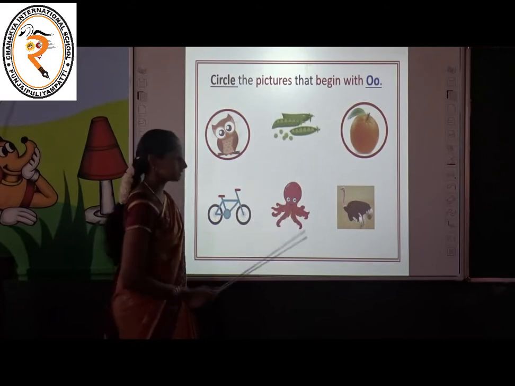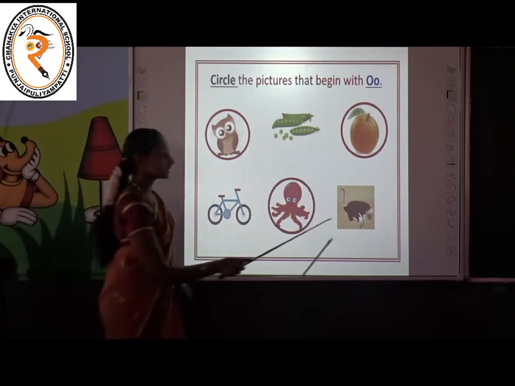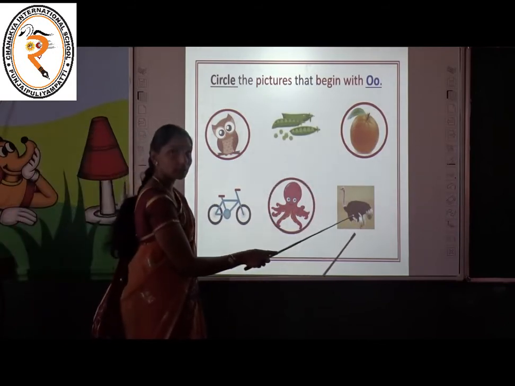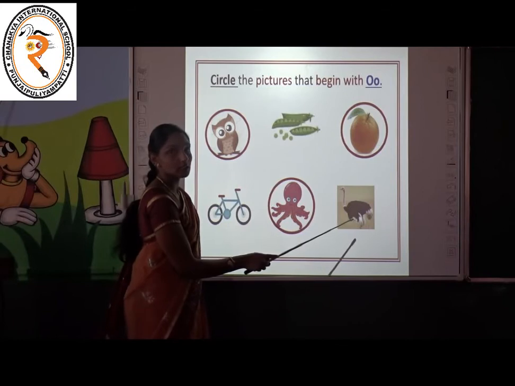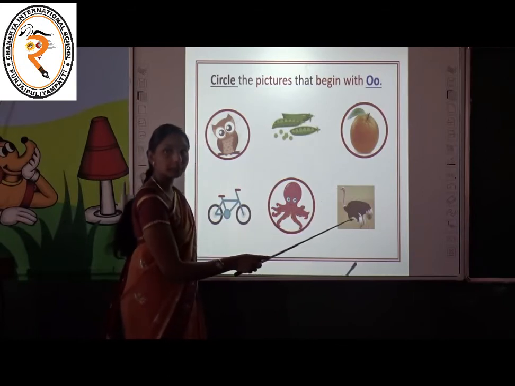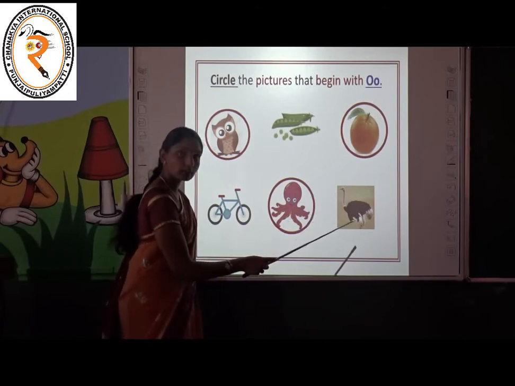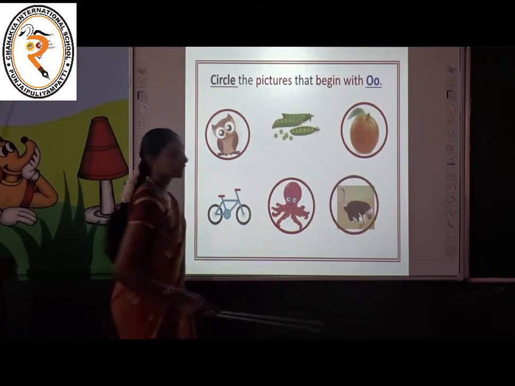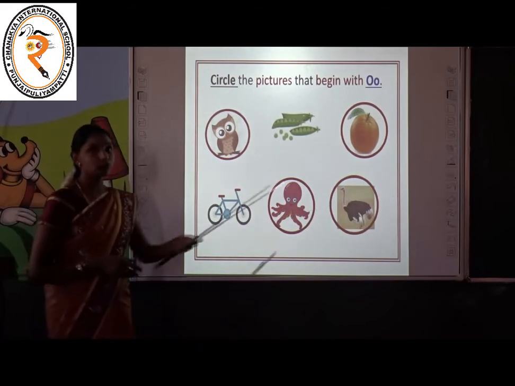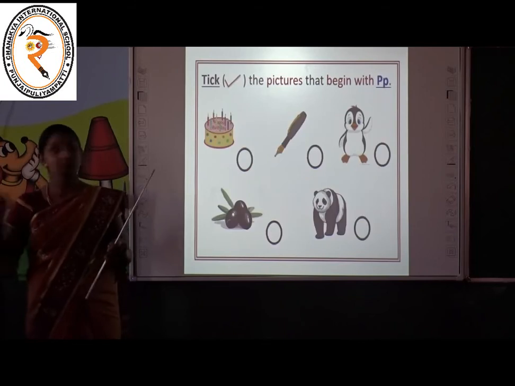We have to circle it. Very good. Next, what is it? It's a bird. Can you name this? Ostrich. Which letter gives the O sound, children? Yes, you are correct. Does it begin with O or not? Yes, it begins with O. We have done the activity. Did you enjoy this? One more for you.